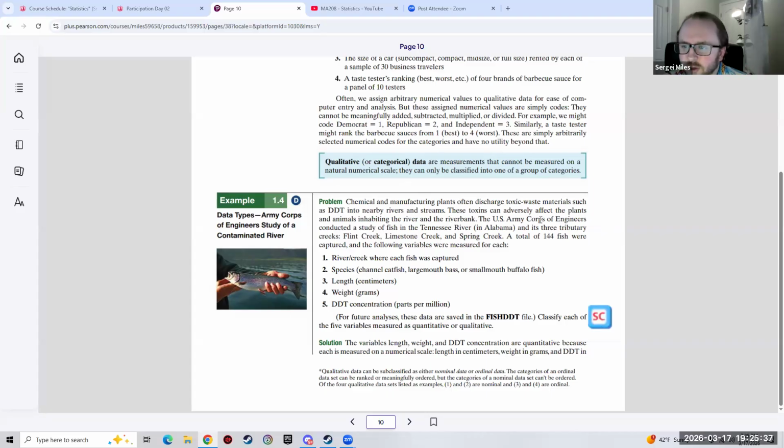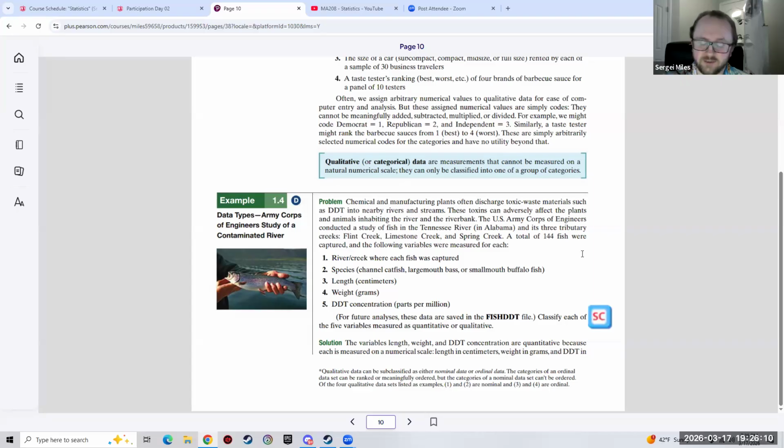So, the U.S. Army Corps of Engineers conducts a study of fish in the Tennessee River in Alabama and its three tributary creeks: Flint Creek, Limestone Creek, and Spring Creek. They have these three different locations. You just want to see, are these locations being impacted? Maybe one of them is, and the other two are okay. But we want to know which one is being impacted, if any of them are. A total of 144 fish were captured, and the following variables were measured for each.